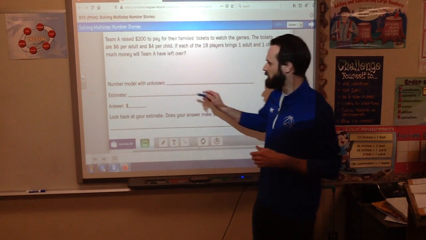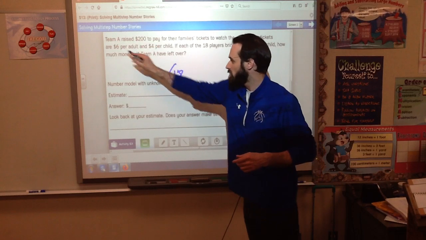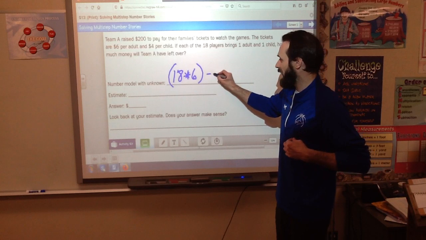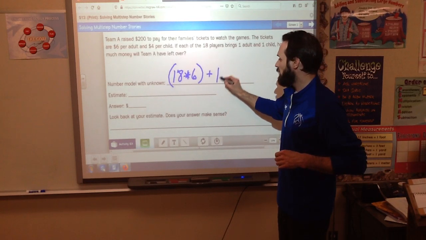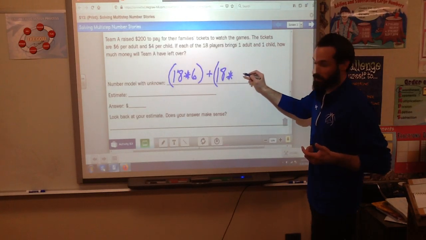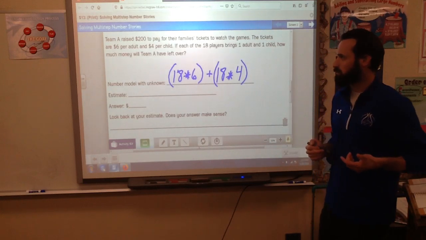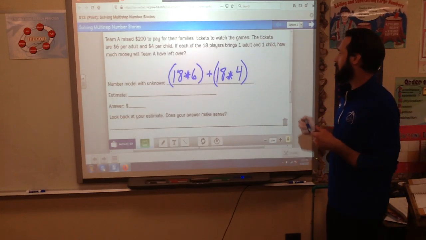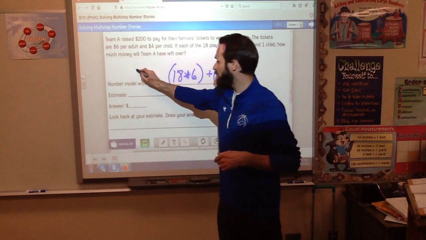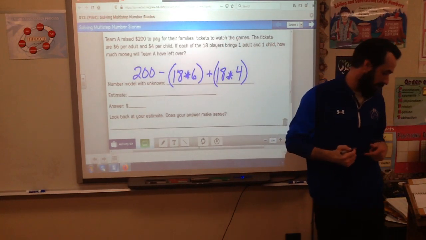there are 18 kids, and they each brought an adult. So that's 18 times 6. And we're going to need to add that to the 18 kids that they brought with, or siblings, or children, I guess, it's not child. 18 times 4. And that's going to tell you how much money it costs for them. But the question is, how much will they have left over? So what you need to do after that is take 200 and subtract that amount.